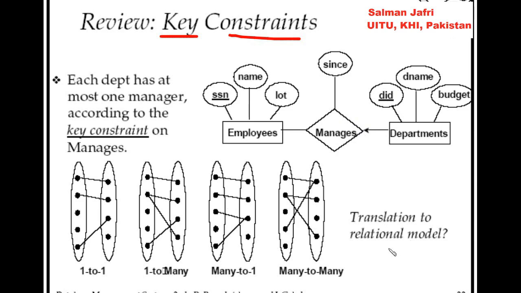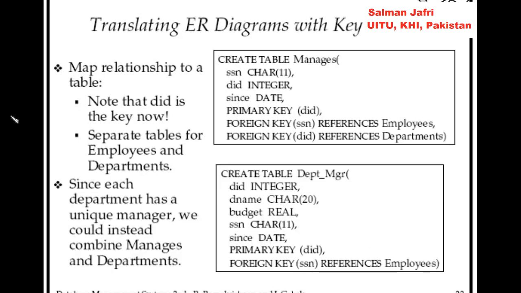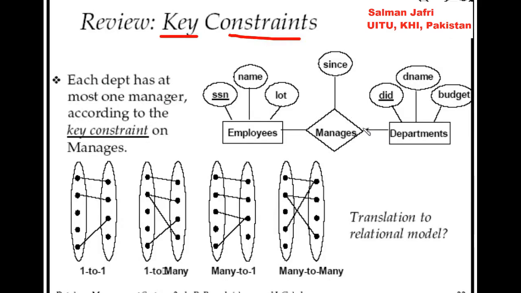So basically, translation to the relational model, and these are the mappings that we discussed previously: one to one, one to many, many to one, and many to many. Okay, so how can we translate to the relational model? Map relationship to a table. Note that DID is the key now. As I discussed before, when we created the managers table, SSN, DID, since, the primary key for managers is DID, because of this particular arrow that I discussed before.